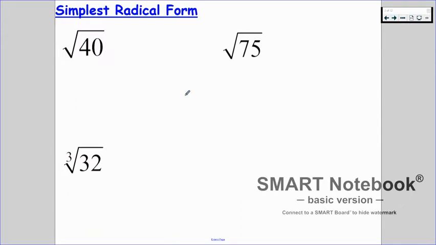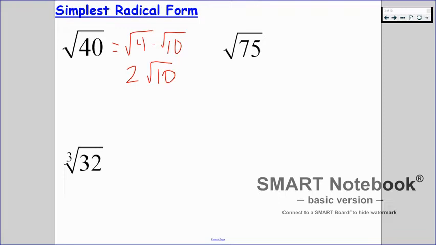All right, simplest radical form. Simplest radical form, if you recall, is finding any perfect squares, or in this case, cubes, that are factors of what's underneath my radical. So in this one, I could say that 40 is 8 times 5, but that doesn't do me a whole lot of good because neither 8 nor 5 are perfect squares. So what I would probably want to look at is a perfect square that goes into 40. So I could rewrite that as the square root of 4 times the square root of 10.